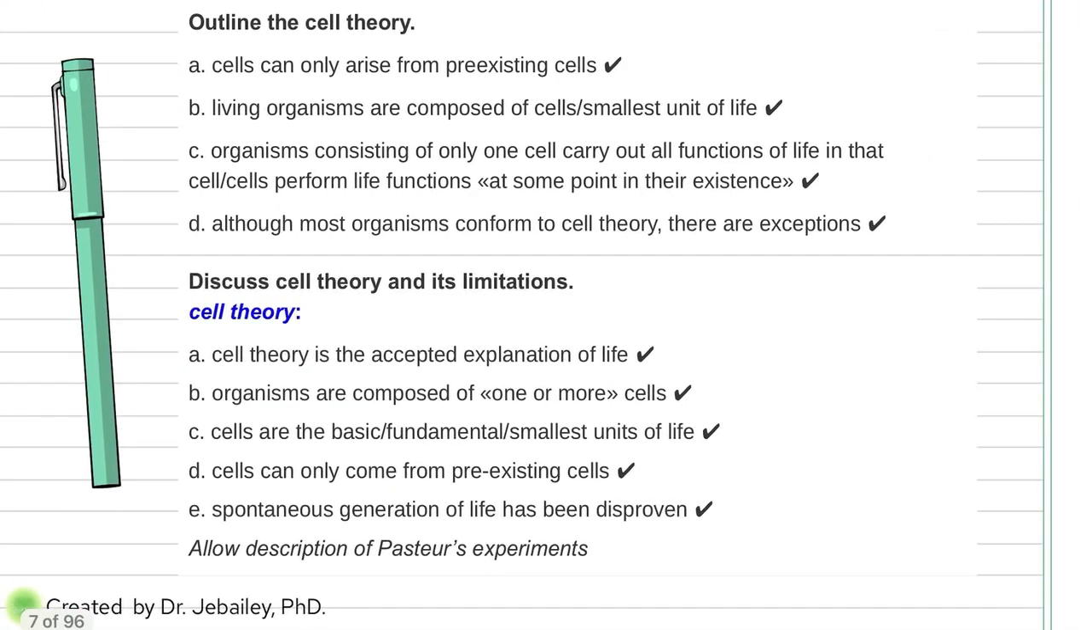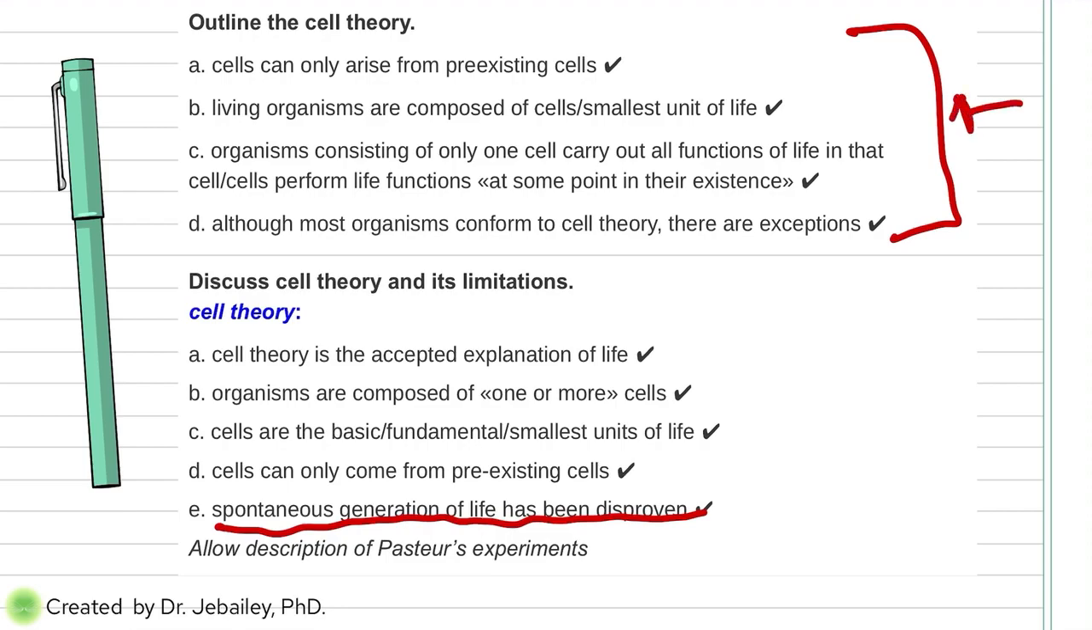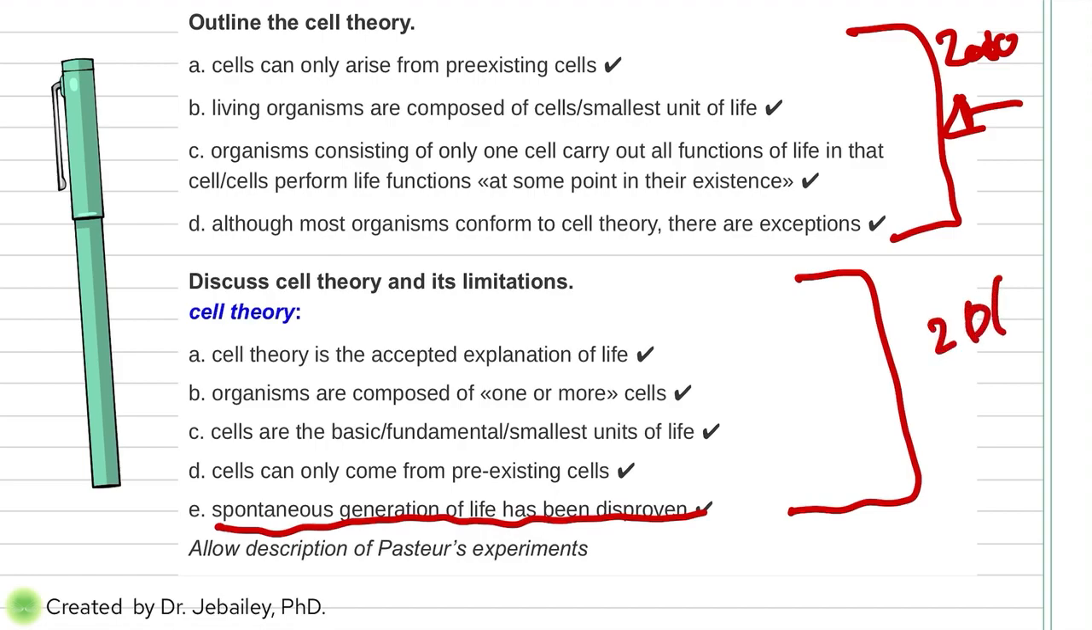And then you can see here an addition for 1 right here. It says spontaneous generation in life has been disproven. Where did this come from? Do you see this here? In this paper, God knows which year, in the outline there was nothing talking about spontaneous generation. However, on this paper, let's say this one was maybe 2010 and this was 2016, whatever it is.